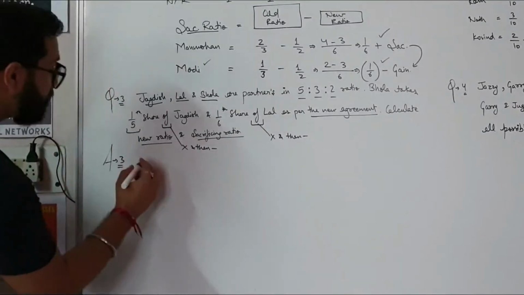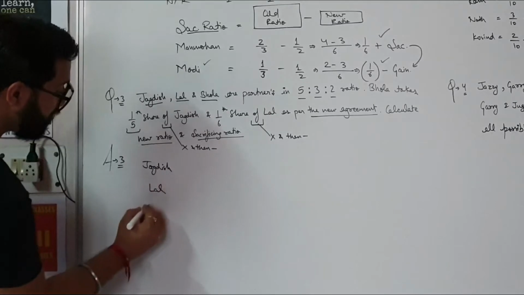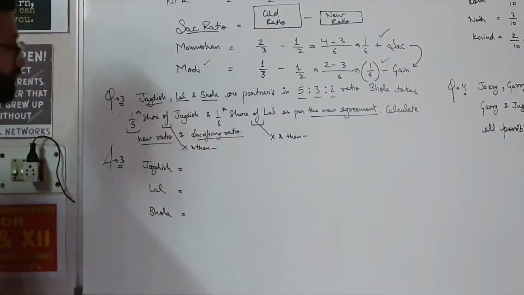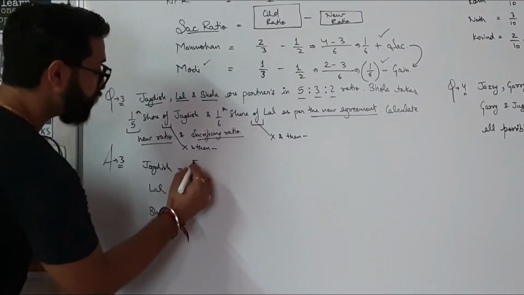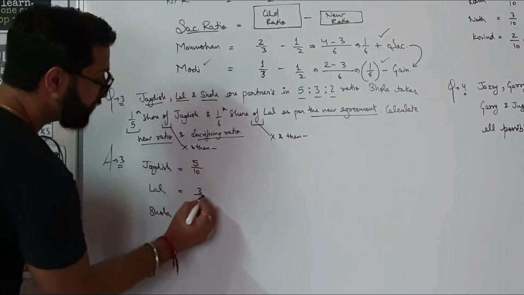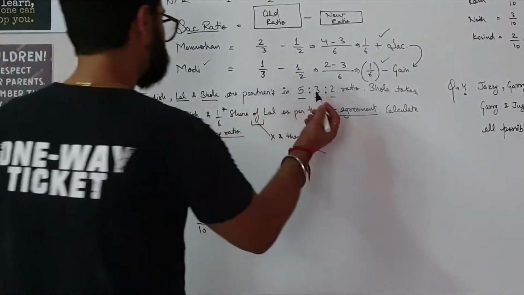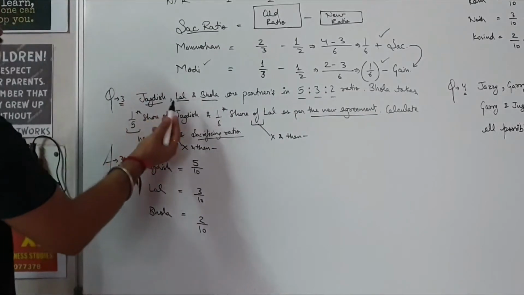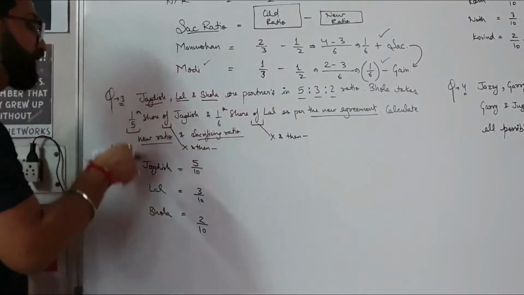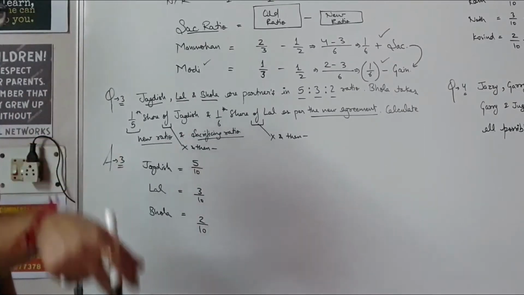So there are three partners. One is Jagdish, other is Lal, and the last one is Bhola. Their profit sharing ratio is 5, 3 and 2. 5 plus 3 plus 2 is 10, so 5/10, 3/10 and 2/10. Now Bhola takes 1/5 share of Jagdish. Now if Bhola takes 1/5 share of Jagdish, it means Jagdish has to give 1/5 of his share to Bhola.